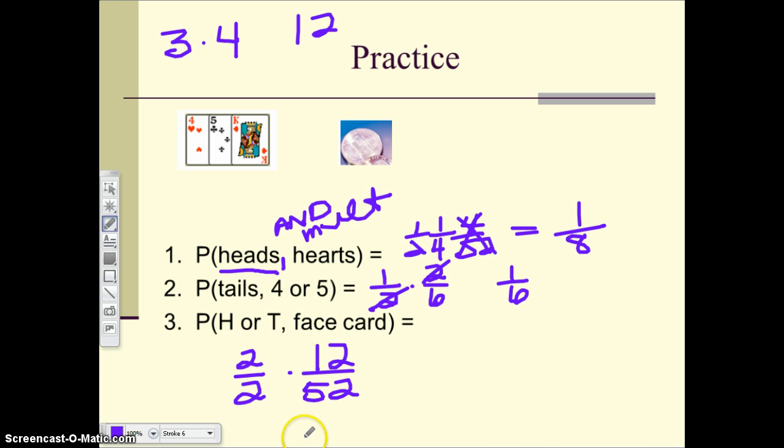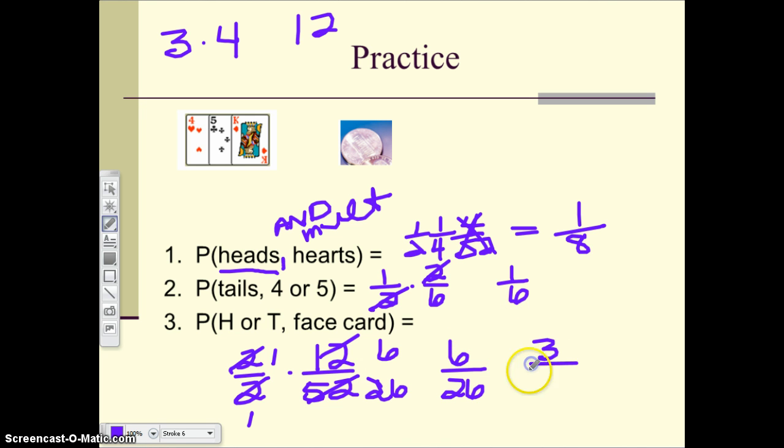Oh boy, is there some simplifying we could do? I think there is. 2 divided by itself goes 1. 1 into 52 goes 26 times. 1 goes into itself. 1 goes into 12 6 times. Whew. Already we've got 6/26. That's a lot easier to deal with. We could simplify it some more. 2 will go into 6 3 times. 2 will go into 26 13 times. There's a 3 in 13 chance of getting a heads or a tails and getting a face card.